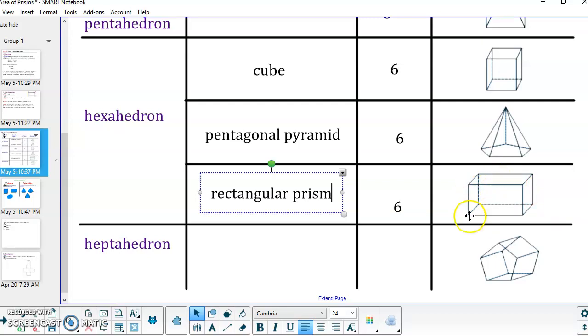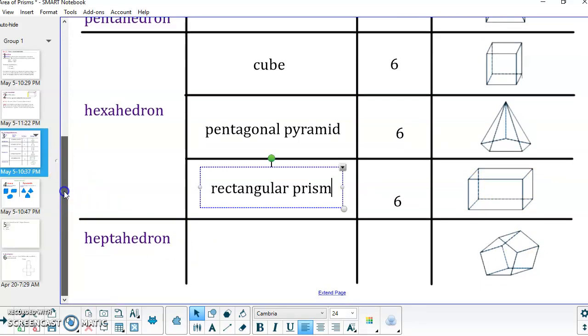So you have choices when you're doing a rectangular prism on whether the bases are going to be this one and this one, or is it going to be this face out here and this face out here. So in a rectangular prism, you've got choices.